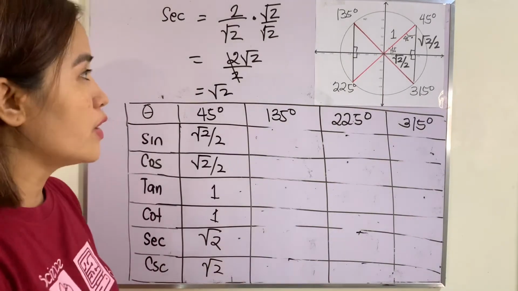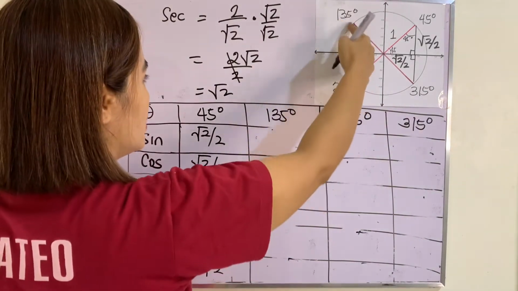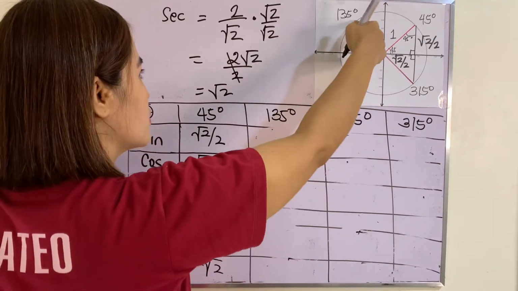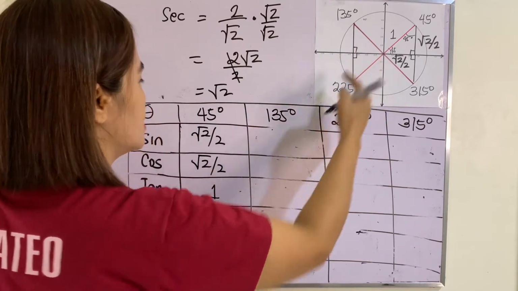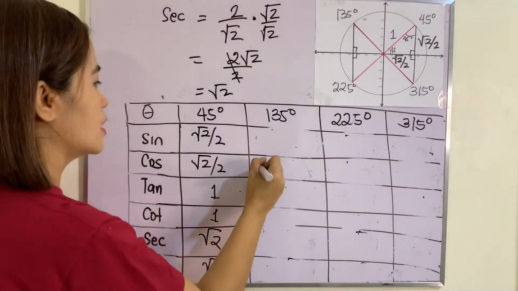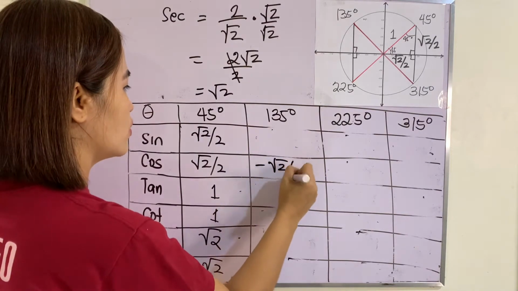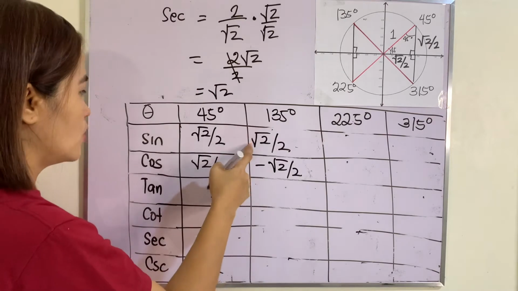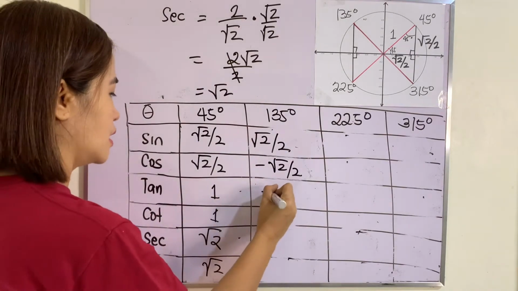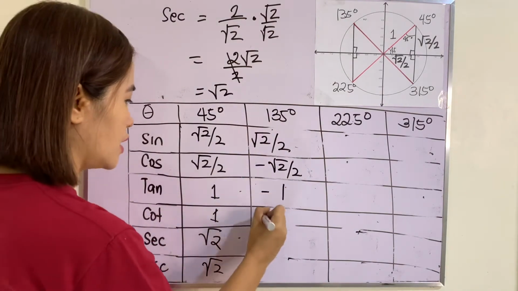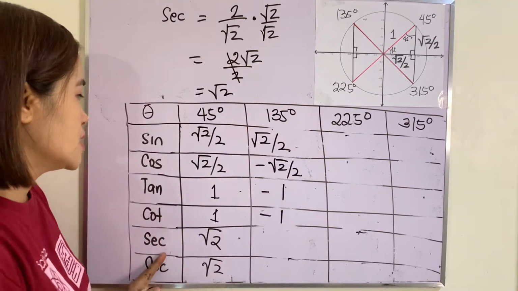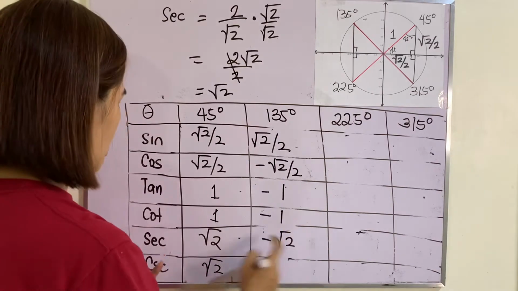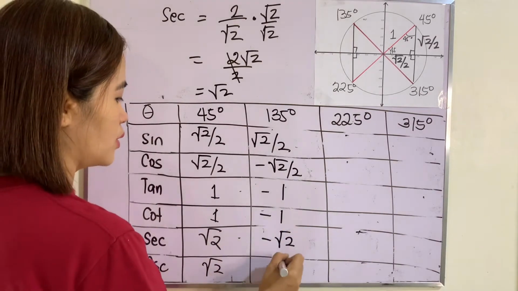For 135 degrees, this one is 135 degrees. This one is your y and this one is your x. Your y here is, of course, positive and your x here is negative. So your x is negative, this is negative square root of 2 over 2. Your y is positive, square root of 2 over 2. So sine over cosine, that is negative 1. Cosine over sine, that is negative 1. And then for the secant, this one is the reciprocal, it's negative square root of 2. And this one is the reciprocal, it's square root of 2.